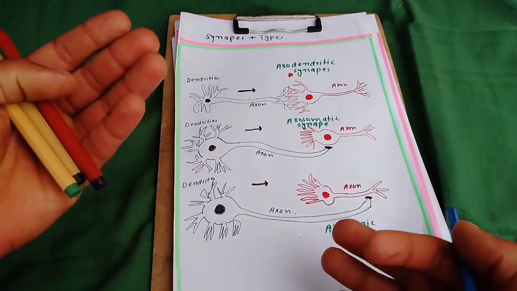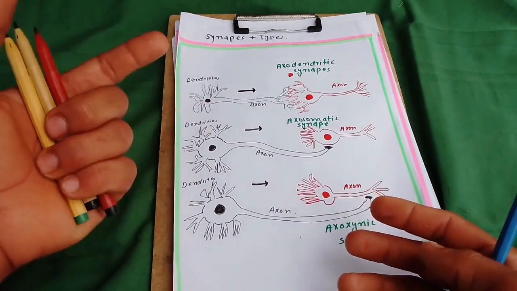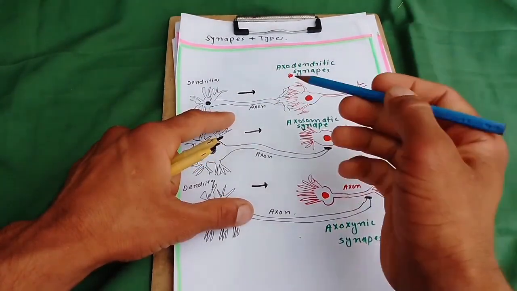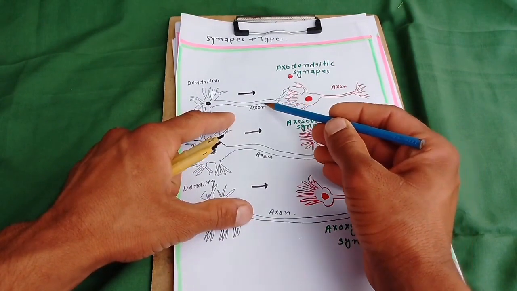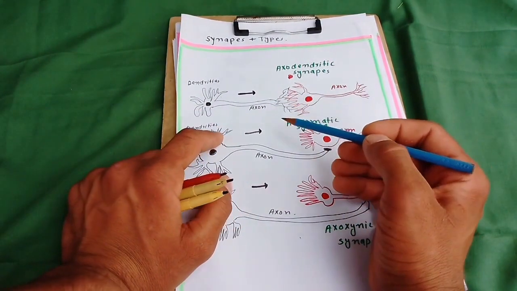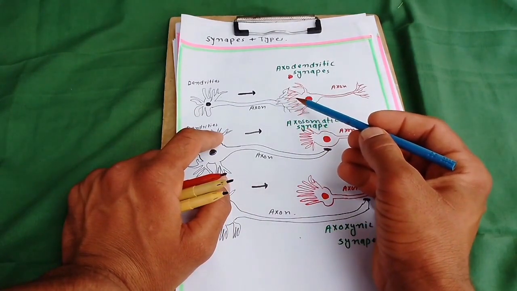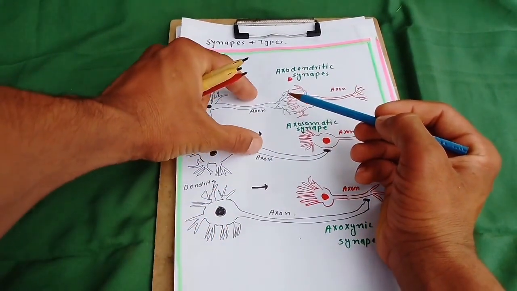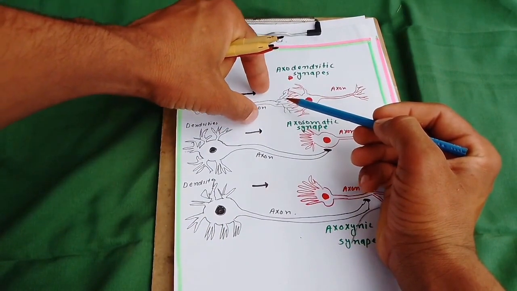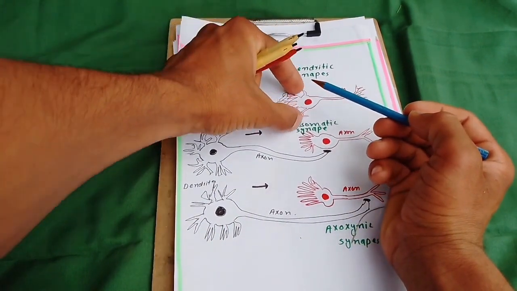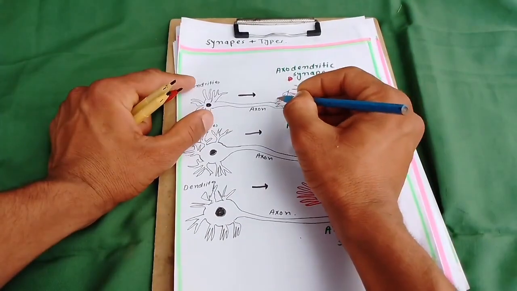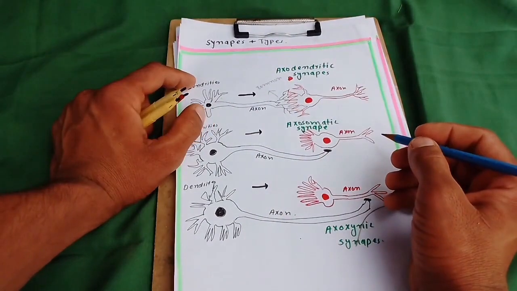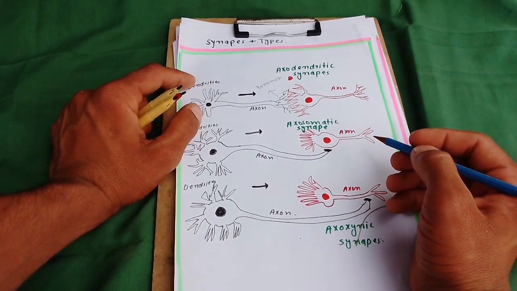Synapse between two neurons is usually formed. Suppose this is neuron number 1, neuron number 2. Synapse is usually found between the axon of one neuron and the dendrite of another neuron. This type of synapse is called axodendritic synapse. Axodendritic synapses are found between the axon of one neuron and the dendrite of another neuron. This is the most common synapse in the body.